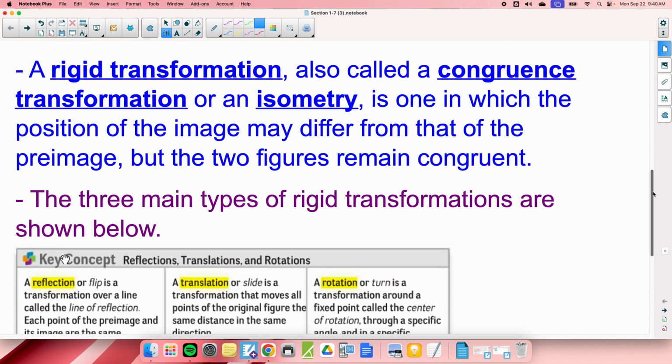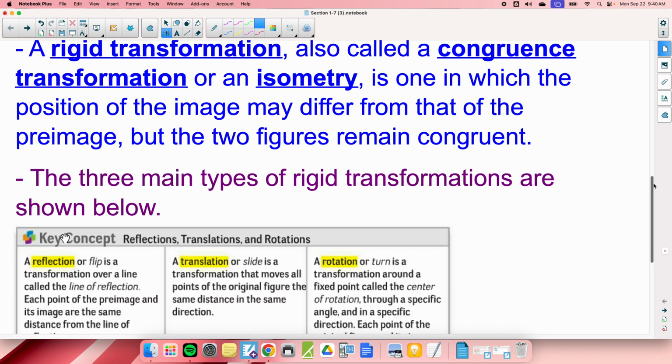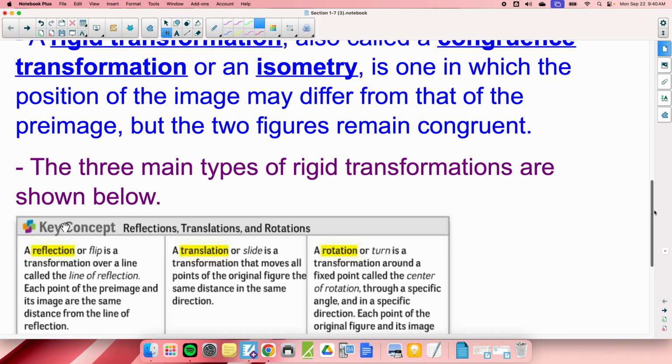All of these are called rigid transformations, and what that means is that when you're done, you take a figure and you rotate it, or you reflect it, or you translate it, both of your figures should be congruent. Do you guys know what that means? The same. The same size, same shape, okay? If they're not, that means you've done something wrong. And these are called isometries because of that. So they both should be the same size, same shape.